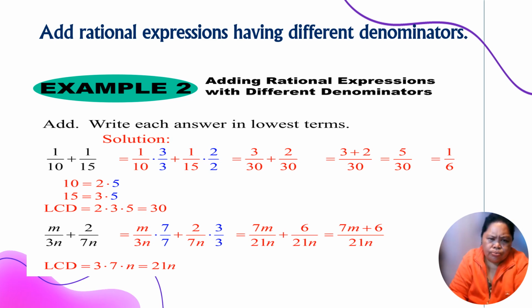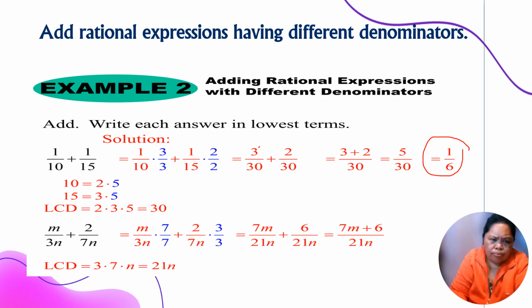Okay, so 30 divided by 10 is 3, so we have 3 here. 30 divided by 15 is 2, times 1, that's 2. 3 plus 2 is 5, so 5 over 30, and the final answer is 1 over 6.